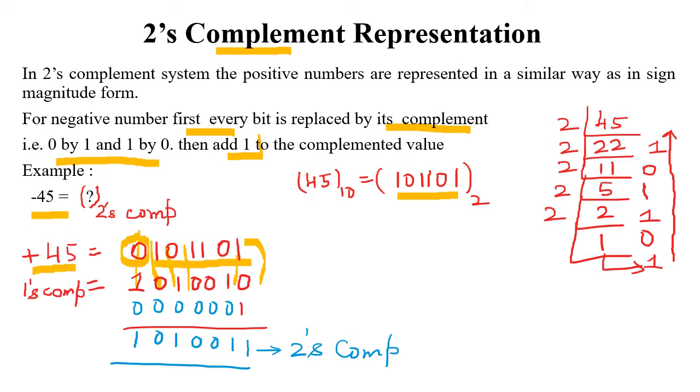Now, to convert it into a 2's complement, we have to add 1 to this complemented value. That is, when we add 1 to 1010010, it becomes 1010011. Rest of the bits are 0. So, you have to add 0 plus 1, 1. All remaining bits are 0. So, the answer is 1010011.